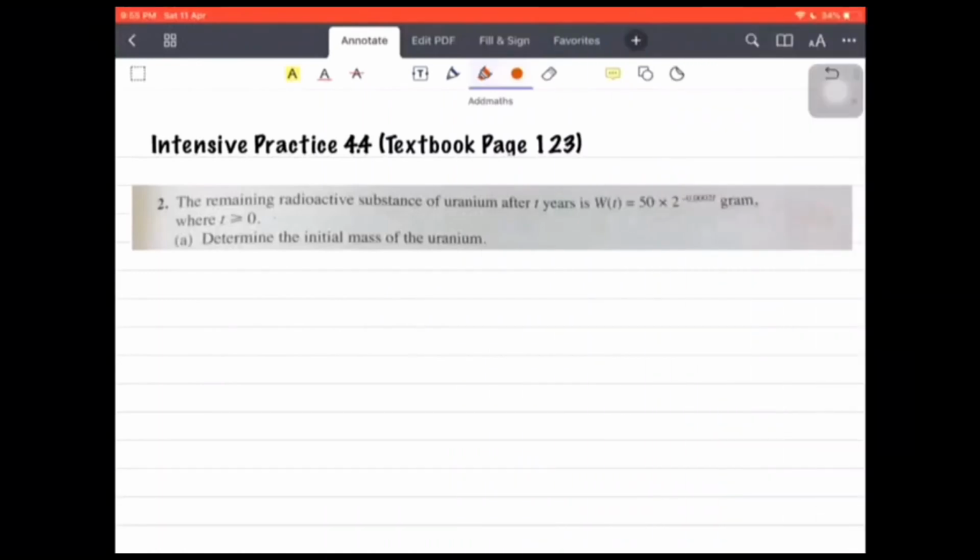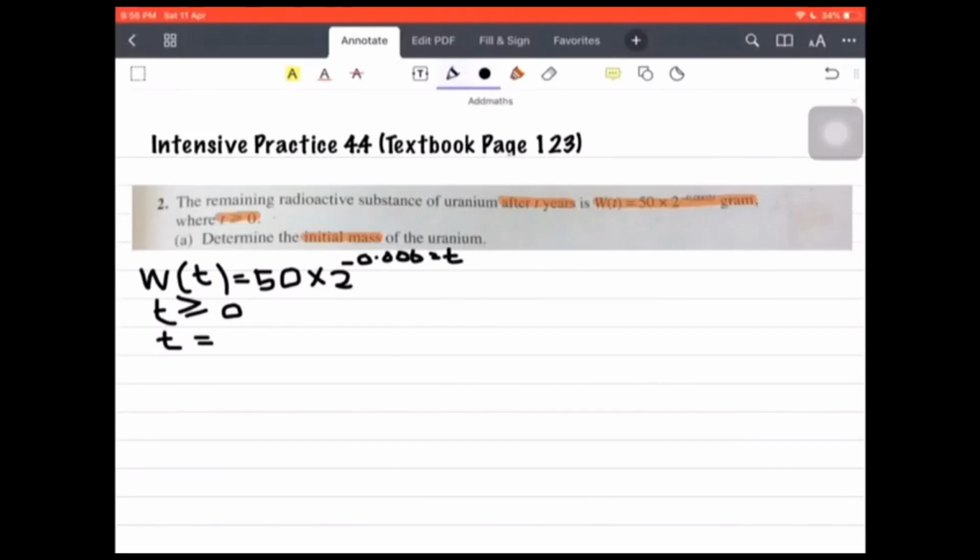The remaining radioactive substance of uranium after t years is W(t) equals 50 times 2 to the power of negative 0.0002t grams, where t is more than or equal to 0. Determine the initial mass of the uranium. The equation given is W(t) equals 50 times 2 to the power of negative 0.0002t, where t is more than or equal to 0, so t equals 0, 1, 2, 3.